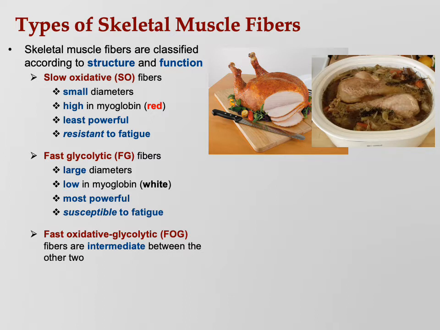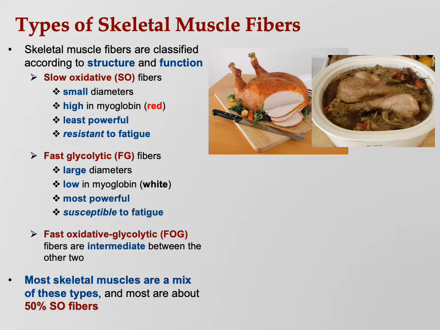Those are just intermediate between the two. I don't really care about those so much. I mostly want you to know about the SOs versus the FGs. Most skeletal muscles are a mix of these fibers and about 50% SO. So in other words, all of the big muscles in your body need to be versatile to do various things. So you want a mix of fibers, so you can do some aerobic type stuff, and also some powerful type stuff.